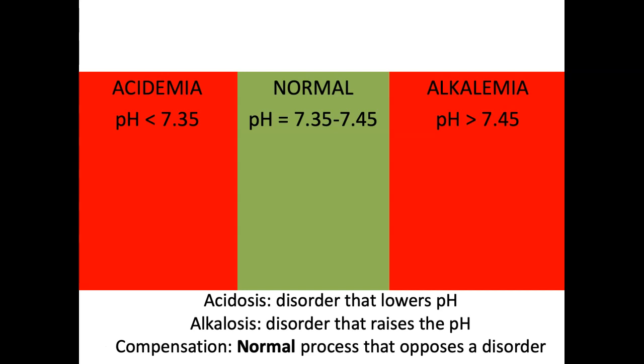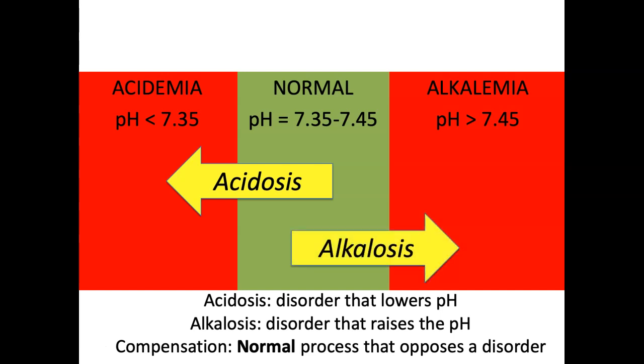So any process that pulls the pH down is called an acidosis, okay? So remember, just to be technical, acidemia is when the pH is actually below 7.35, and acidosis is any process that is pulling it down. Alternatively, an alkalosis is any process that's pulling the pH up, okay? So if the pH finally goes above 7.45, that's an alkalemia, okay? So alkalosis is a process, acidosis is a process.